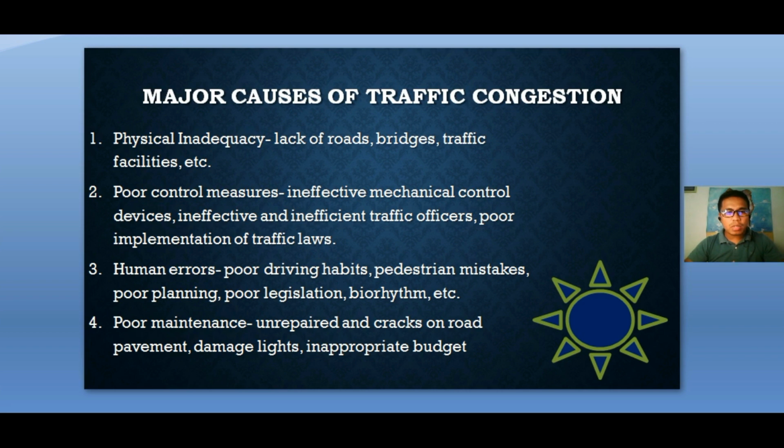Aside from physical inadequacy, we have poor control measures like ineffective mechanical control devices, ineffective and inefficient traffic officers, poor implementation of traffic laws. So we have Republic Act 4136 or the Land Transportation Code, which regulates the flow of traffic. Aside from Republic Act 4136, we also have, like in Dumaguete City, the city ordinance that regulates the traffic within the city. But the problem is sometimes there are poor control measures being exhibited not just on the mechanical side but also on the manpower side. So sometimes the implementation of traffic laws in the city is not very good or not strict.